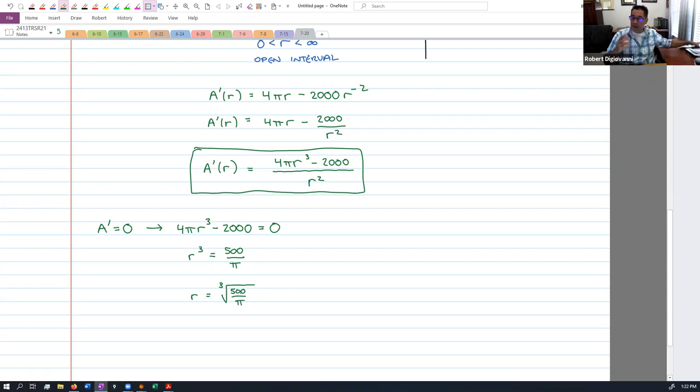So I'm going to get on my calculator now and get a decimal for that just so I have some idea what it is. So 500 divided by pi, raise that to the 1/3. I get that this r is approximately 5.42. I'll even put the unit, centimeters. Okay, here we go.